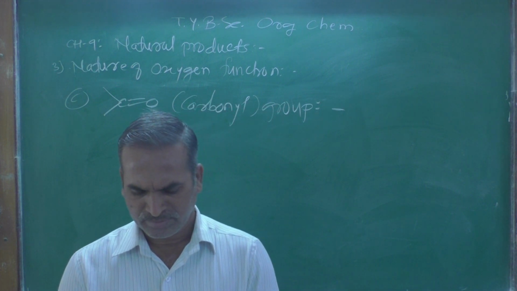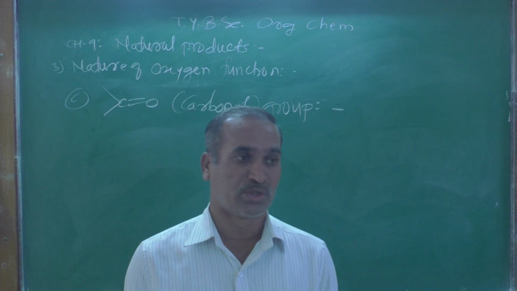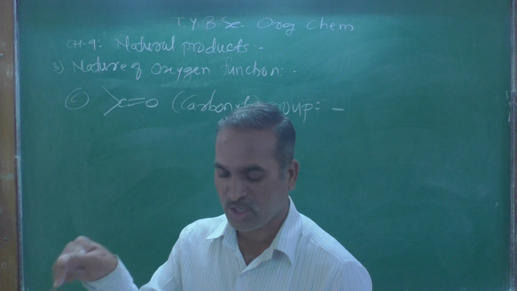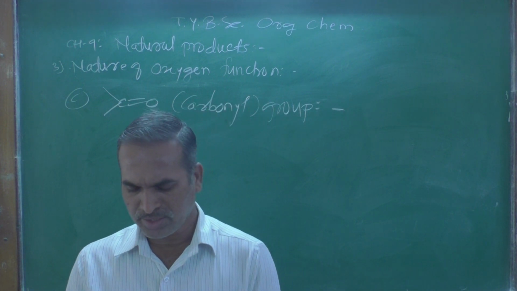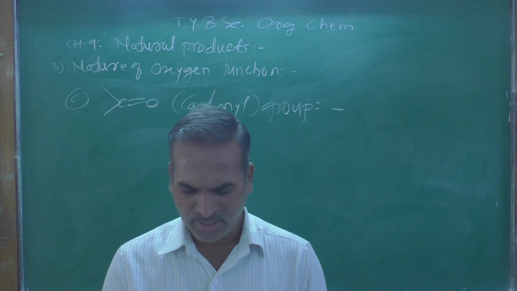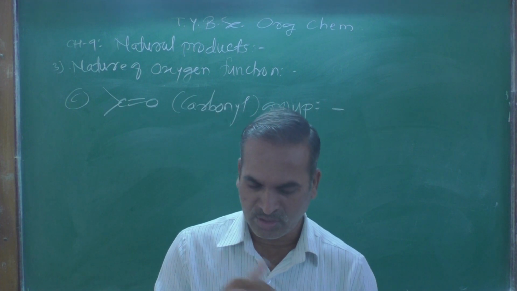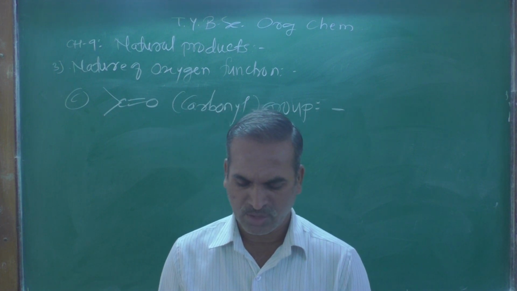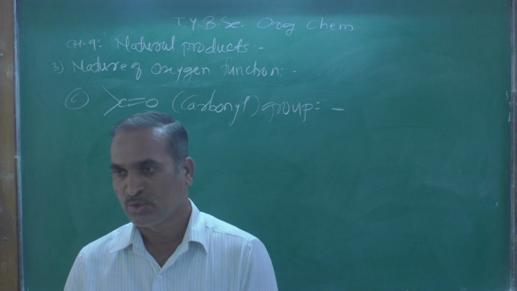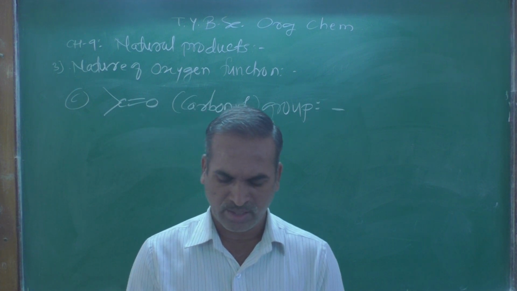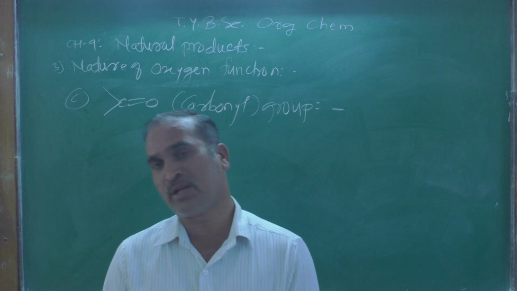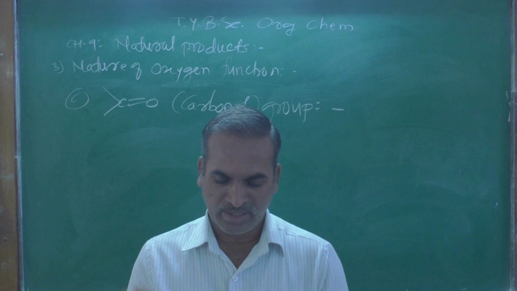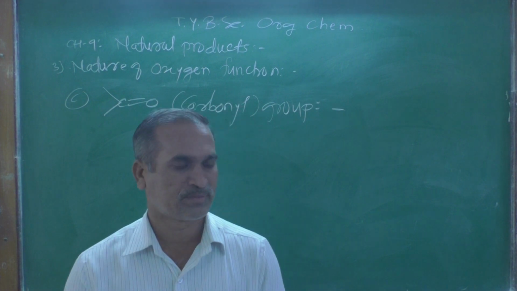We know that the carbonyl group can be aldehydic or ketonic, and it is detected by the reaction with hydroxylamine, hydrogen cyanide, phenylhydrazine, 2,4-DNP, etc. The aldehydic group can be distinguished from the ketonic group by the silver mirror test.